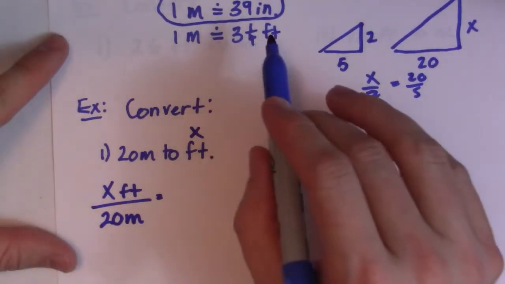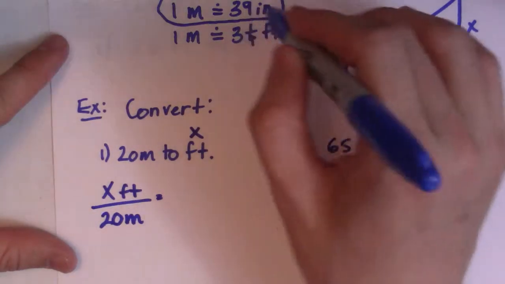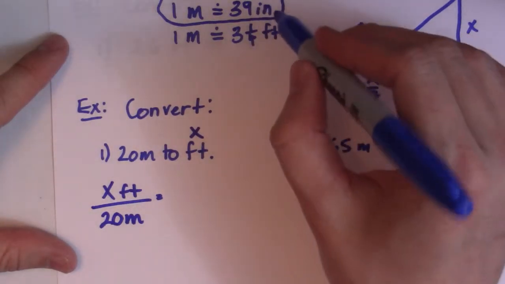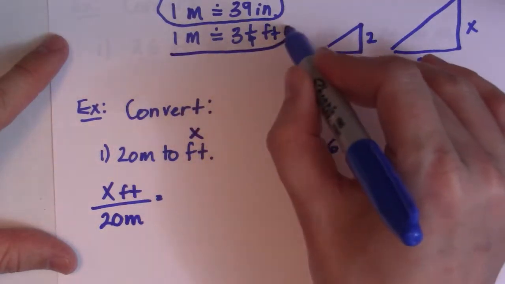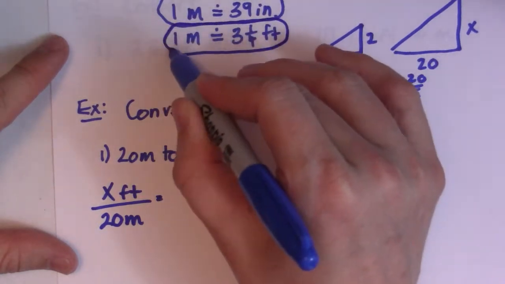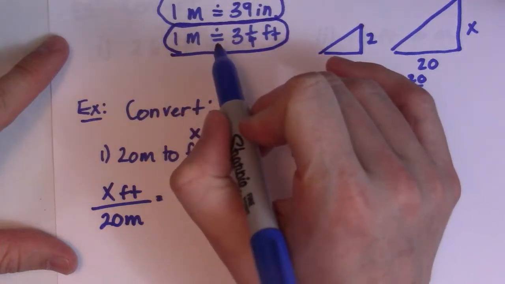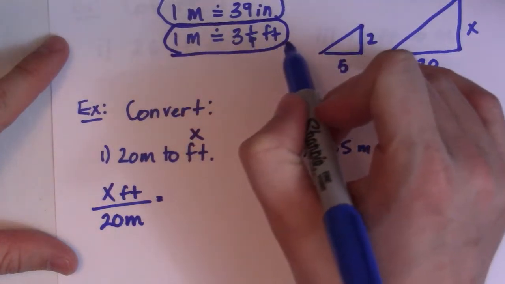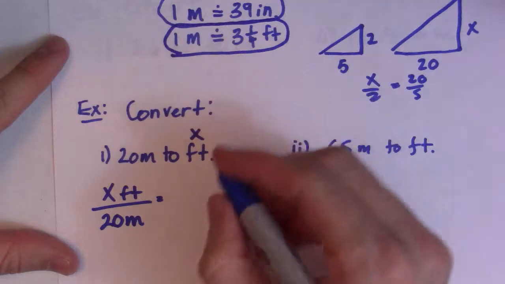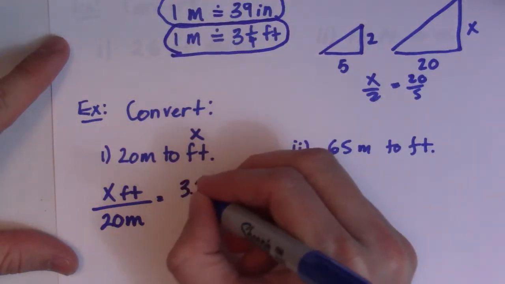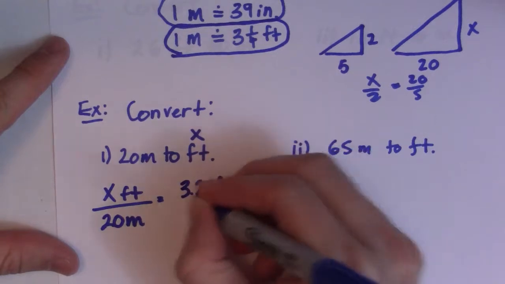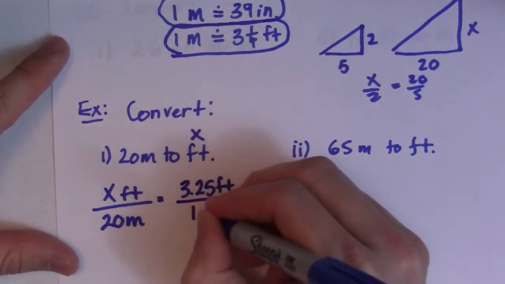Then I just have to use my conversion factor. I actually highlighted the wrong one there. Inches, useful, but not as useful as this one, obviously, for feet. So 1 meter is approximately 3.25 feet, 3 1/4 foot. So what we're going to do is take that conversion. So 3.25 feet would go on top, divided by 1 meter.